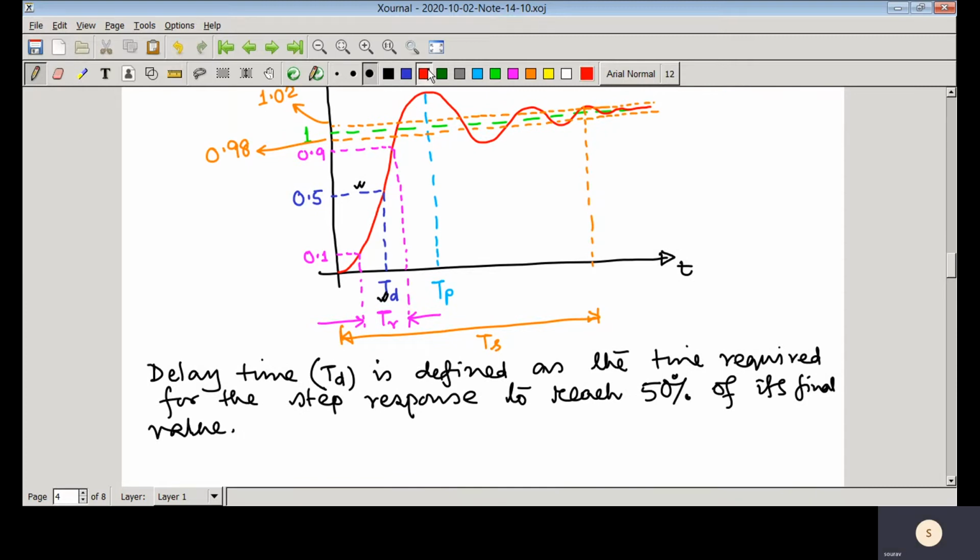So that means the delay time is TD, and from this figure it is clear that this is the time you need to reach 50% of the final value.